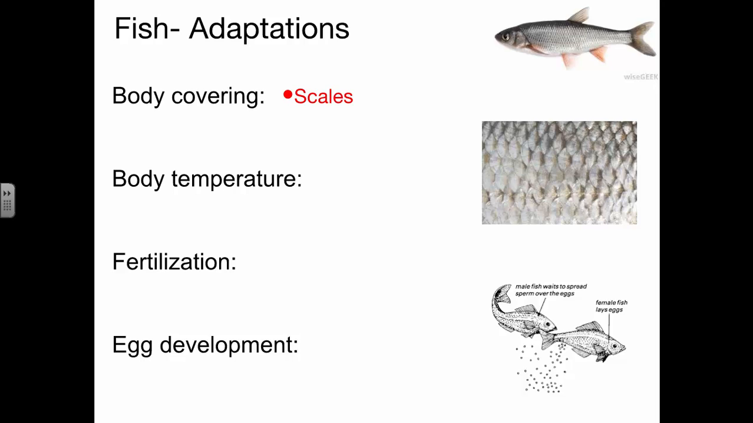So if you've ever held a fish, you know that they have scales. If you rub your hand along the side of a fish, one way it will be sort of smooth. If you go the other way, it's very rough. That's because their scales all overlap one another, sort of like shingles on a roof.